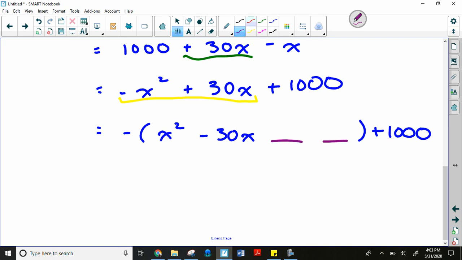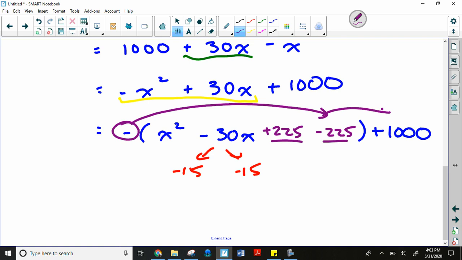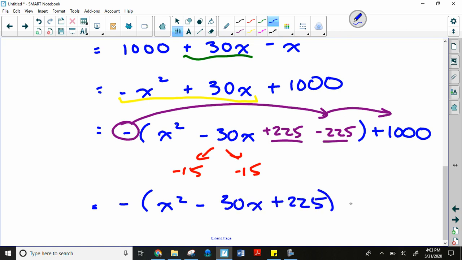Boom, boom. Split this in two. Negative 15, negative 15. It's going to give us a positive. 15 squared is 225, right? Yeah. Positive 225, but you have to take away 225 at the exact same time. But we want this one to kick that one out. So then we've got x squared minus 30x plus 225. Then there's a positive 1,000 out here, and a negative 225 is coming out to hang out.